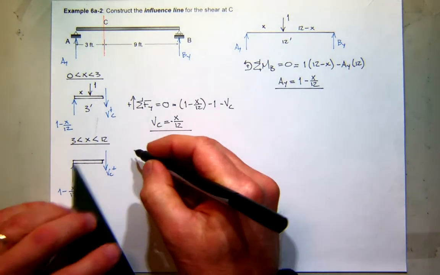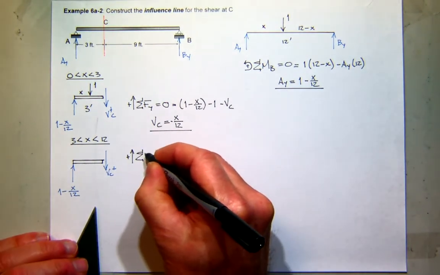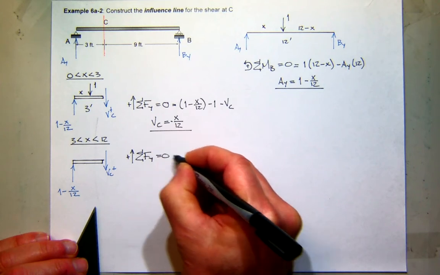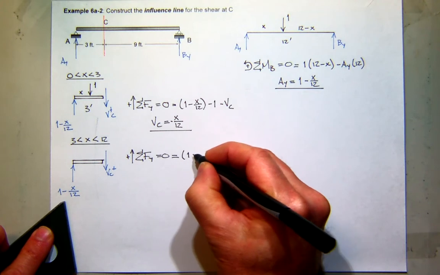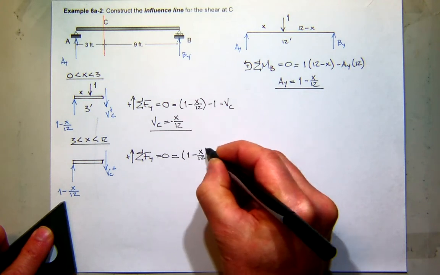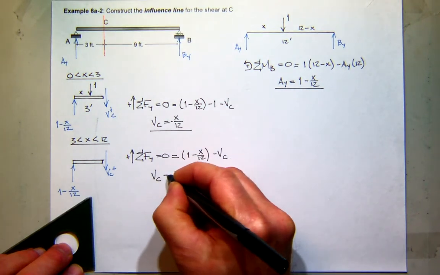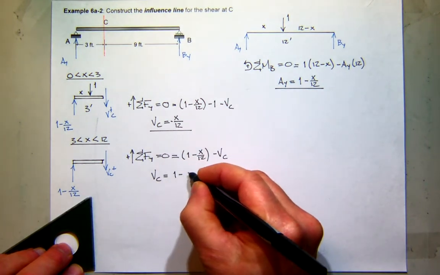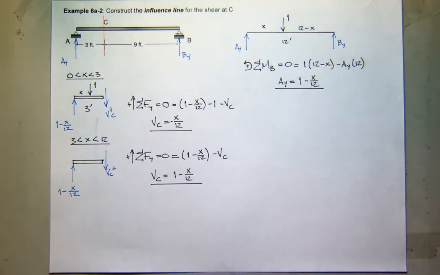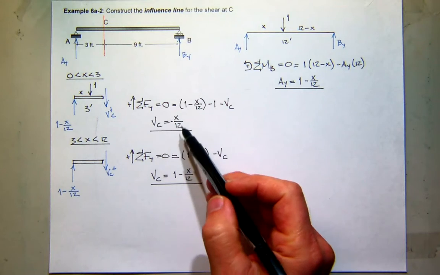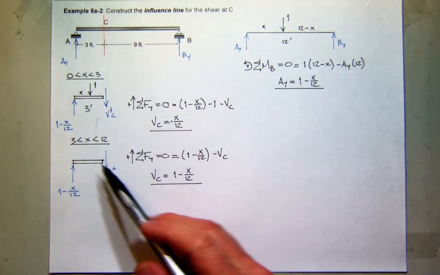And I'll sum forces again. So what do I get? I've got my force here acting up. That's 1 minus x over 12. And I've got my shear acting down. So I solve for my shear at C, and it's 1 minus x over 12. So all I have to do is plot this. I'll plot this equation from 0 to 3, and I'll plot this equation from 3 to 12.